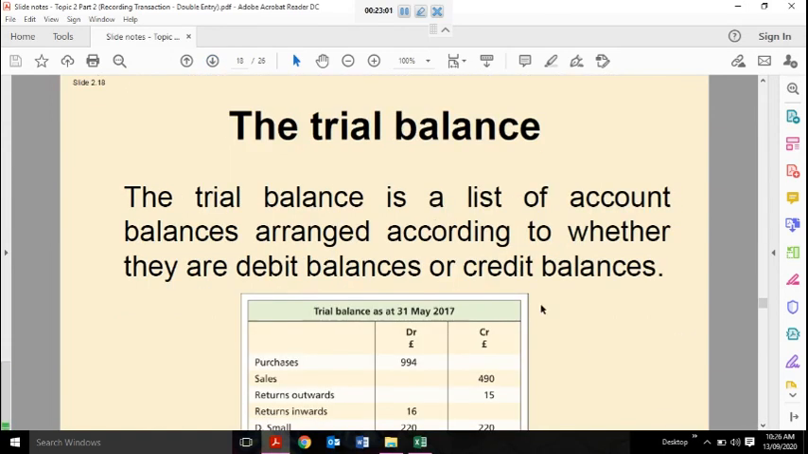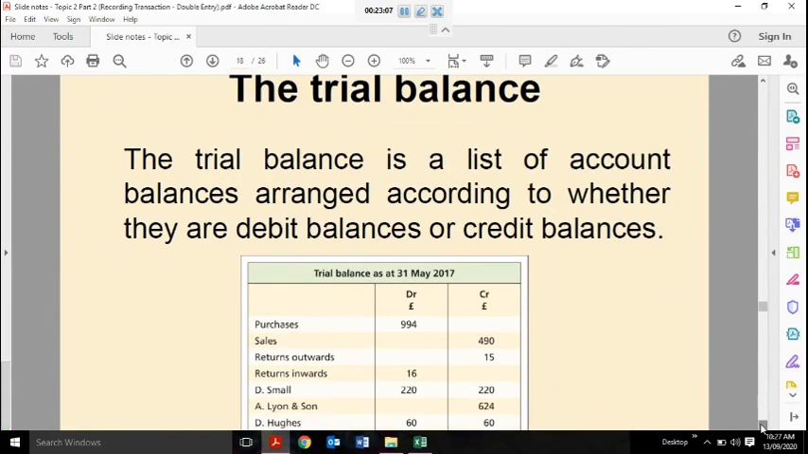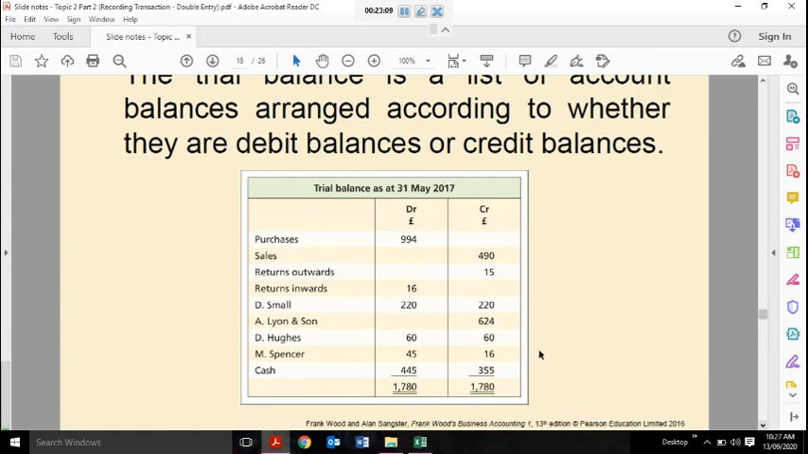The trial balance is a list of account balances arranged according to whether they are debit or credit balances. So this is the example. With the same title, you should write it as trial balance. You should write the company's name first, then trial balance as at the month end date, together with the year. So basically, it's from the previous one.